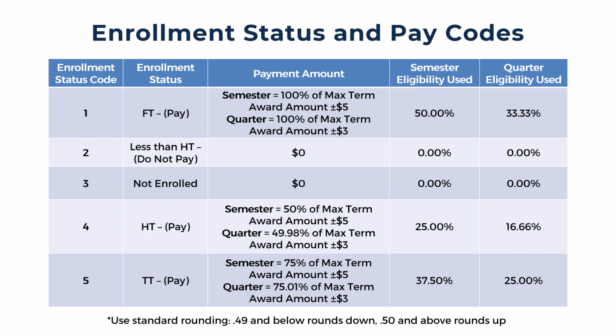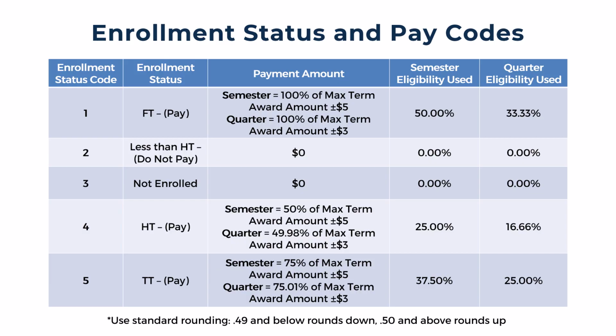A full-time payment would result in the student using 50% eligibility if enrolled at a semester school, or if enrolled at a quarter school, they would use 33.33% of lifetime eligibility. Enrollment status codes 2 and 3 result in a $0 award and 0% lifetime eligibility used.